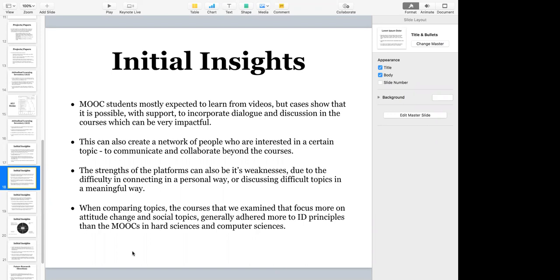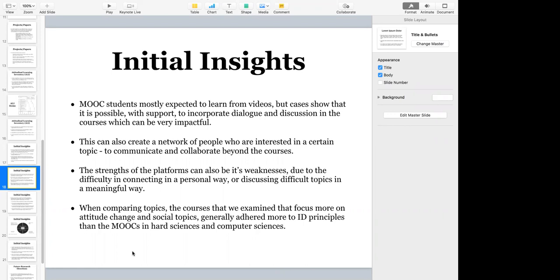So, dialogue and discussion within forums, which you might think might not be powerful, was very powerful when they had a facilitator helping them think about these different ideas and questions, even within this course that had tens of thousands of students, which was very surprising to us. The students really reported that it had changed their minds and it had made them solidify what they had thought about in the past. This can also create a network of people who are interested in a certain topic to communicate and collaborate beyond the courses, like I said earlier.